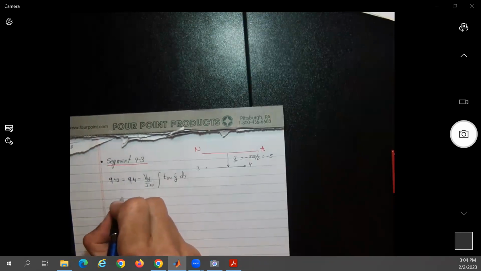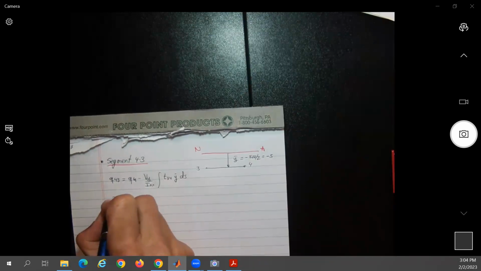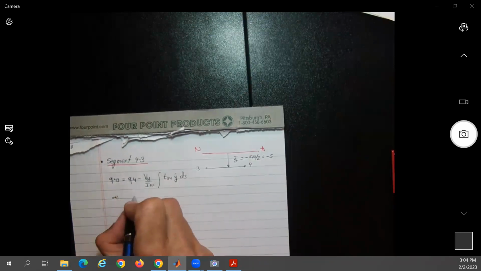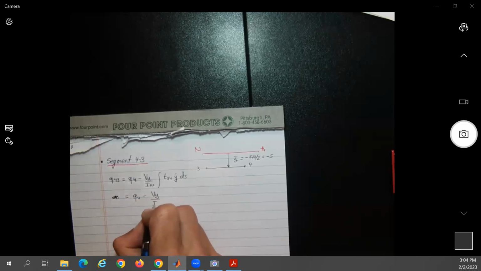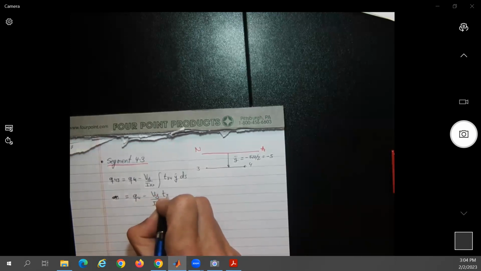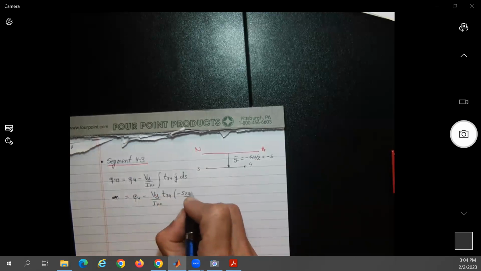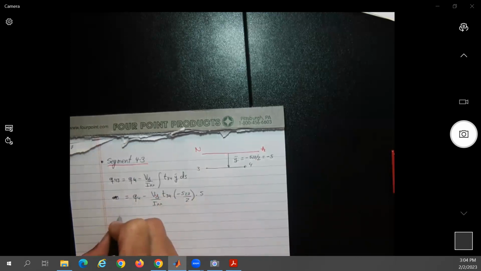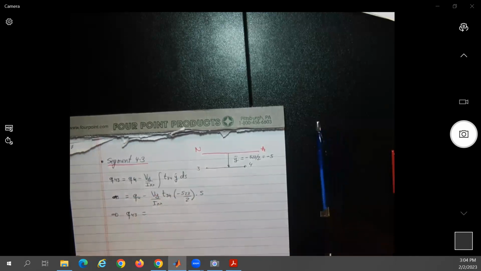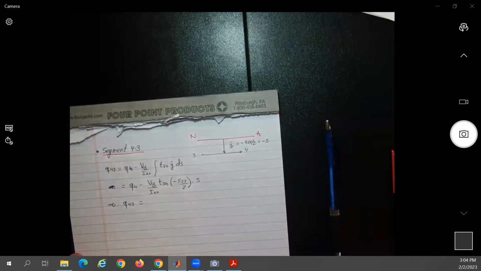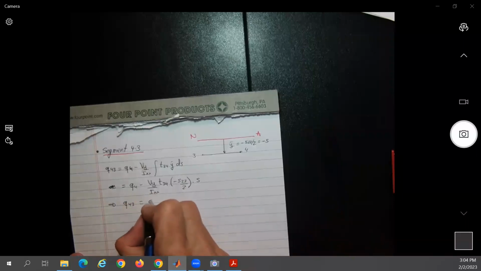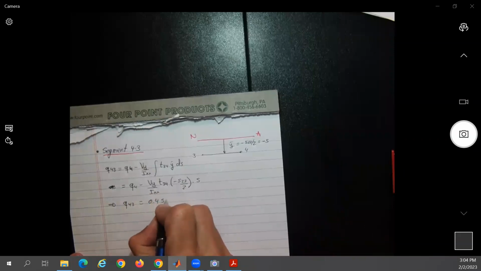So this is going to give Q4 minus Vy over Ixx, E34, is minus S23 divided by 2 times S. So if I look at the MATLAB code, Q43 is going to give me, this one should be linear, 0.4 S minus 10.